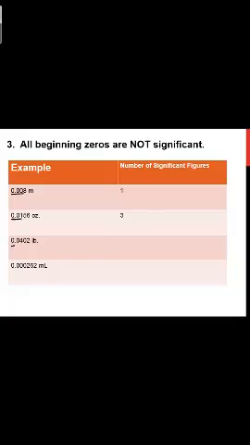Take a look at this one, 0.0402 pounds. We know that these zeros in the front don't count, but our last rule just said that all zeros between non-zero digits count. So this 0 does, so we have a total of 3 significant digits. And then take a look at your last example. How many significant digits do you have? Remember, the ones in the front don't count, so hopefully you said 3. Just the 2, the 6, and the 2.